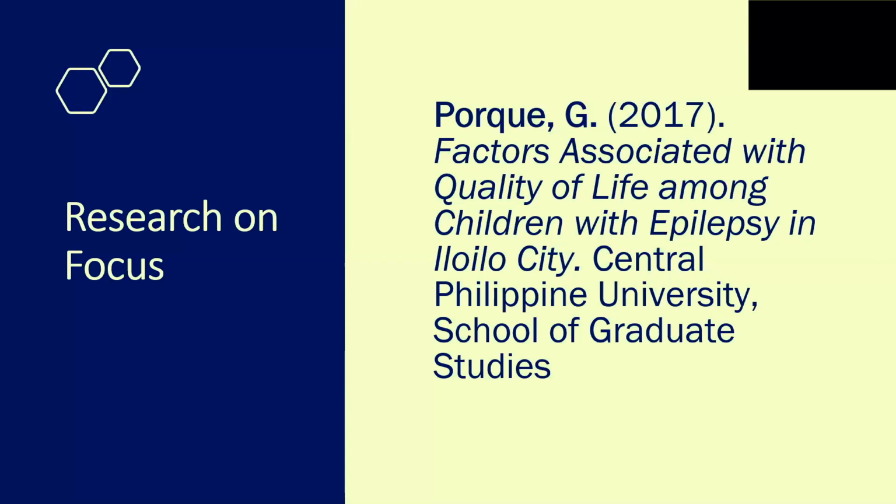I found out that those children with epilepsy, okay, the old term for this was epileptics. Epileptics is not politically correct. It's not politically correct to refer to them as epileptics. That's why the term for them is CWE, children with epilepsy. I found out that those children with epilepsy who go to school have higher quality of life compared to those who are not going to school.